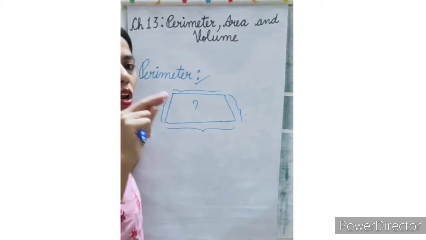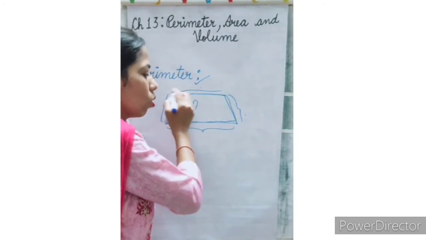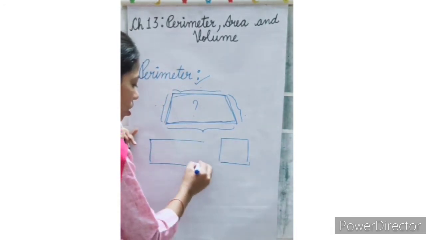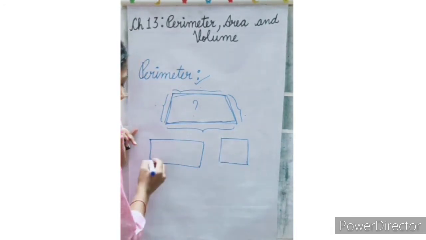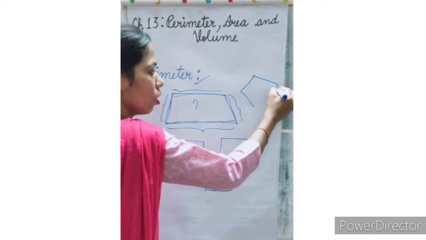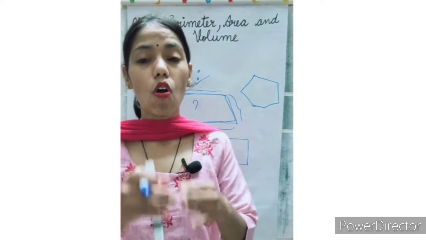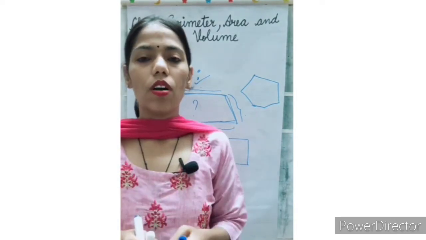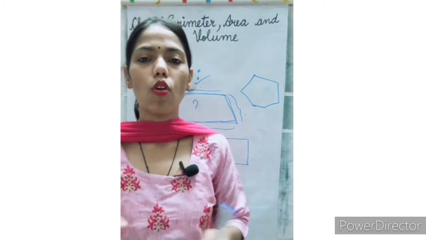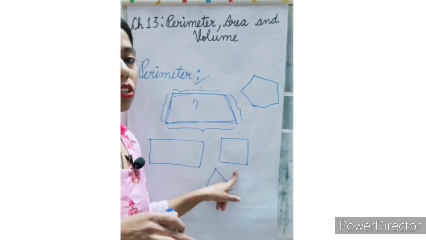So perimeter is all about the sides, or we can say all about the boundary of any closed shape. It can be a square, a rectangle, a triangle, it can be anything, any closed figure. So perimeter is the sum of the lengths of all sides of a plane figure. In this exercise mainly we will study how to find the perimeter of a rectangle and the perimeter of a square.